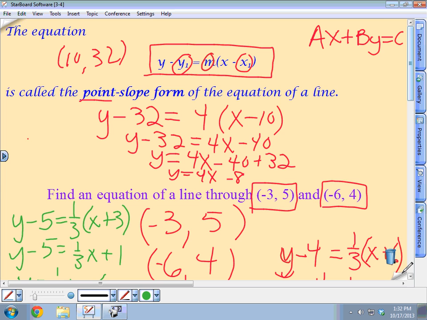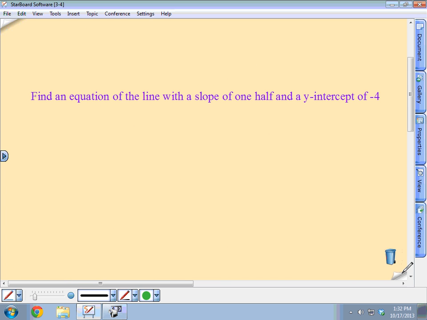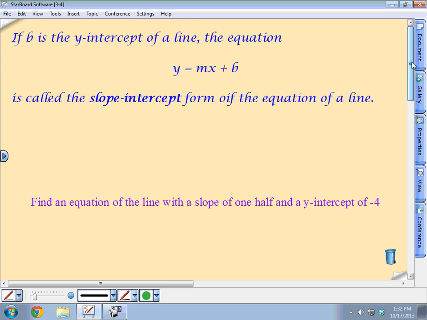Okay. The next one, so you have the standard form, you have the point-slope form, and then the last one is called the slope-intercept form. Okay? And that means that if b is the y-intercept of a line, the equation y equals mx plus b is called the slope-intercept form. Notice that your slope here is the m, so you have to have the slope, and b was the y-intercept. The y-intercept is just the point on the graph where your line will cross the y-axis. So, if it asks you for the slope-intercept, it wants it in this form.